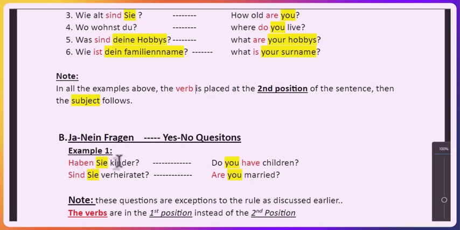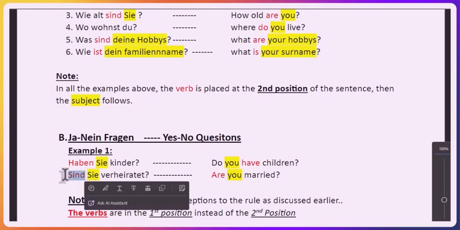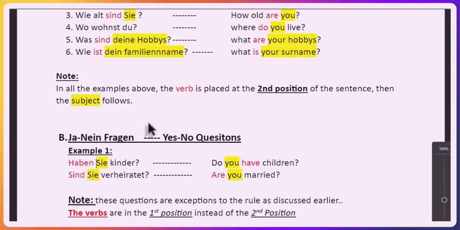Haben Sie Kinder? The verb is at the start. Sind Sie verheiratet? The verb is at the start. So that's the only difference. In English you would say, "Do you have children?" Almost the same as in English, but this is German. The German rules are different.